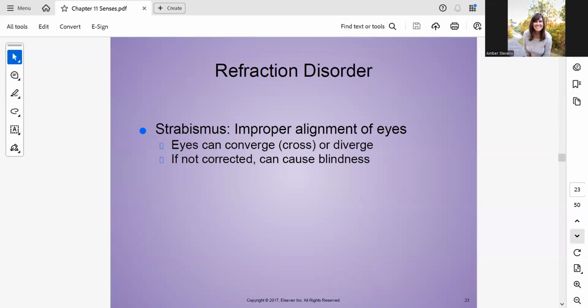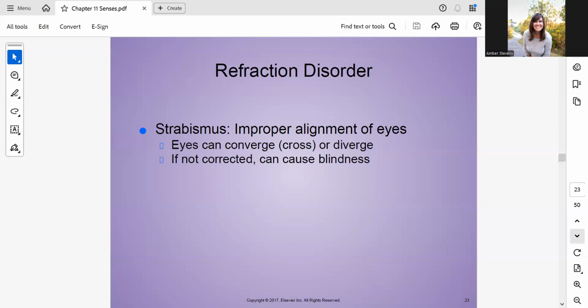And so this is often referred to as esotropia. And then divergence is outward eye turn. So, like an adult's left eye drifts outward when trying to focus on a distant object, such as like watching TV, and this is referred to as exotropia.